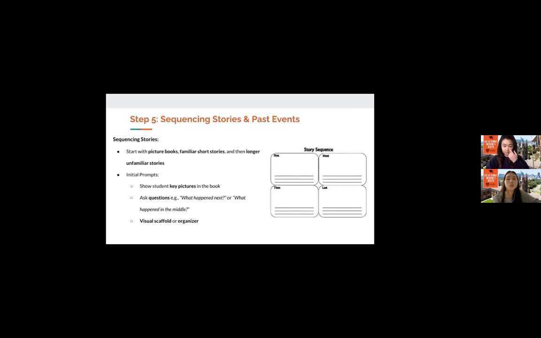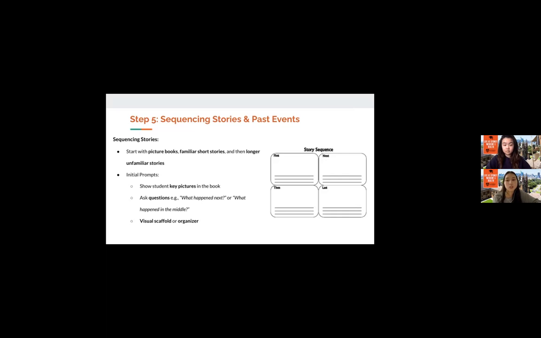The last step is to support the student to sequence more abstract things like stories and past events. This can occur either verbally or in a written modality. So it's recommended to start with picture books, familiar short stories, and then longer, unfamiliar short stories. Initially, you can help the student by showing them key pictures from the picture book to help with their recall of the story events. You can also help by asking the student what happened next.